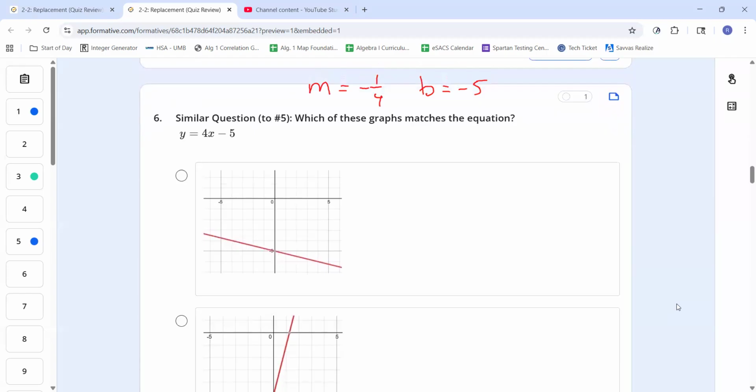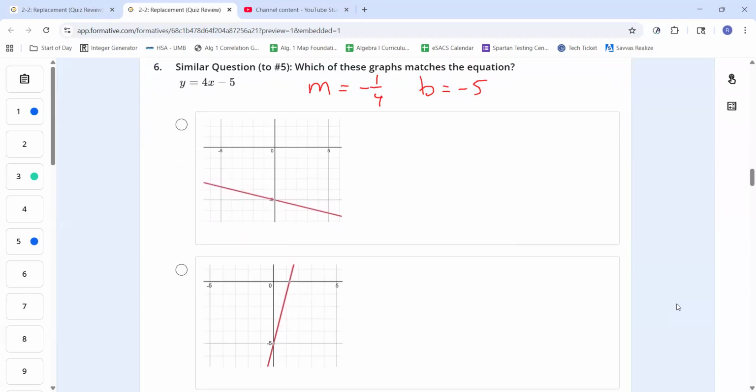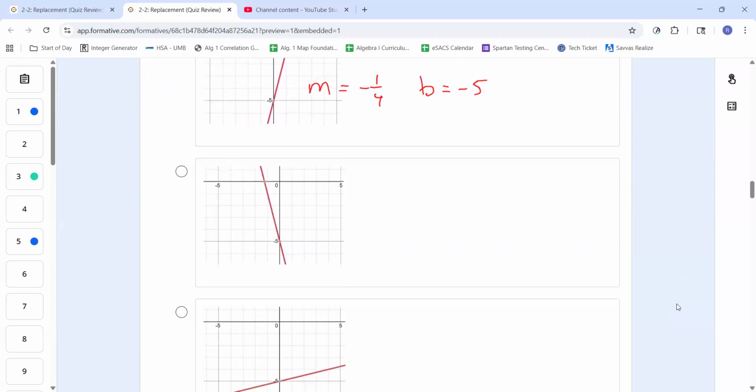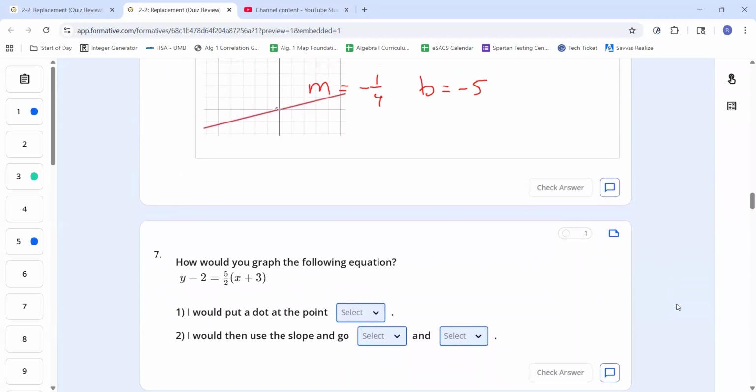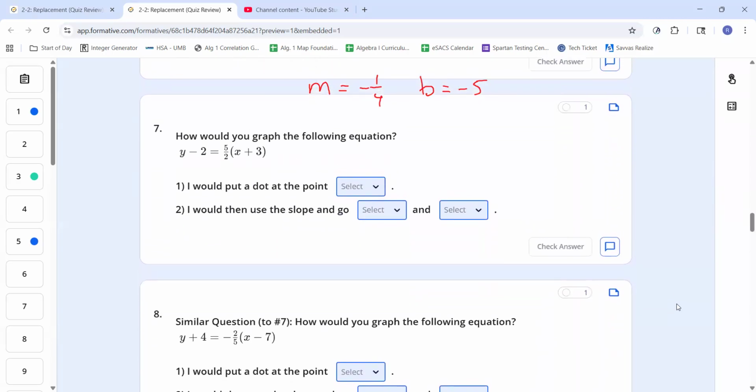Which of these graphs matches the equation? Again, you do that one on your own. I did change the equation up. Number 7, how would you graph the following equation? So this is from when I was gone, so yesterday.